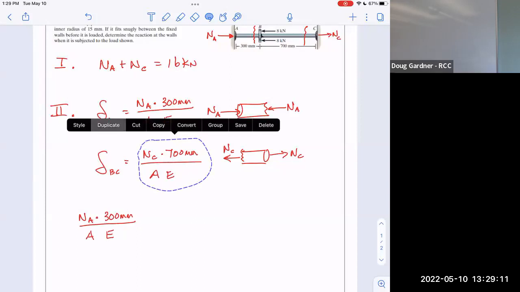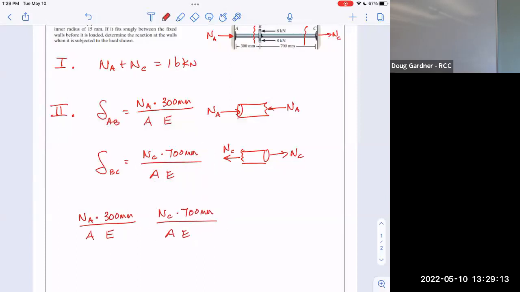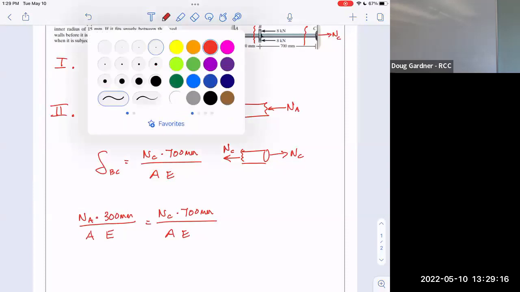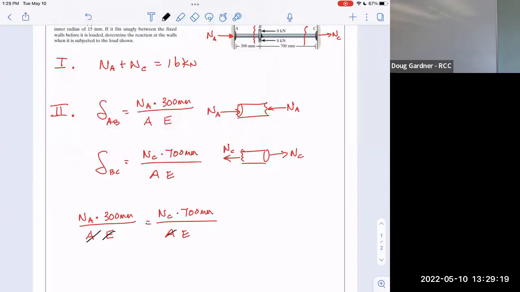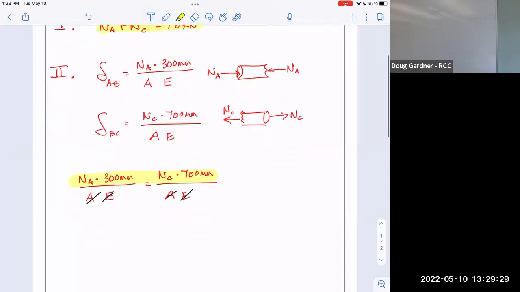Oops, something's wrong. And just like last time, those cancel out. So it's a good thing I didn't waste my time. So, 2 equations, 2 unknowns, boom. Doesn't come out so nice this time. You get normal of A is 11.2 kilonewtons. It's a decimal. Normal at C, you get 4.8 kilonewtons.